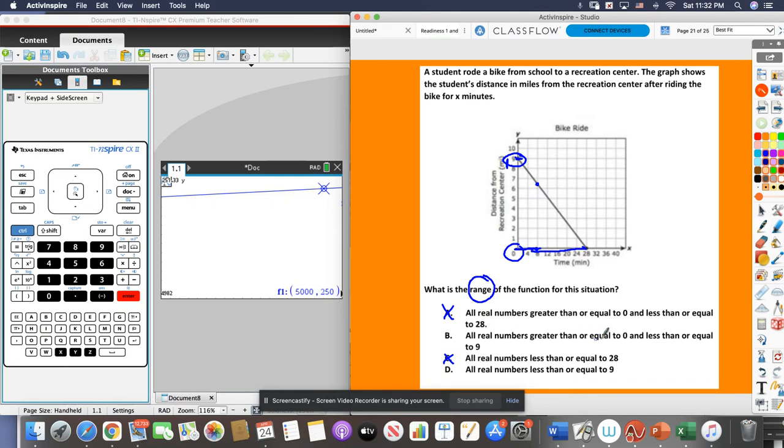All real numbers greater than or equal to 0 and less than or equal to 9. So anything greater than 0 and anything less than 9. That makes sense, right? And so again, that's how we write it, from 0 to 9. Y, less than or equal to, and less than or equal to. And so that's how we say it. All real numbers greater than or equal to 0 is going up from here, and less than or equal to 9 is going down from here. So it's everything in between. So B is the correct answer.